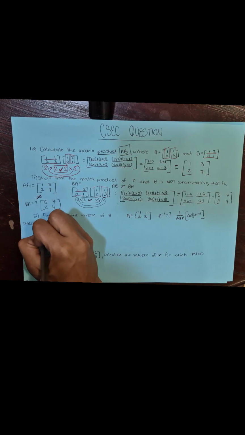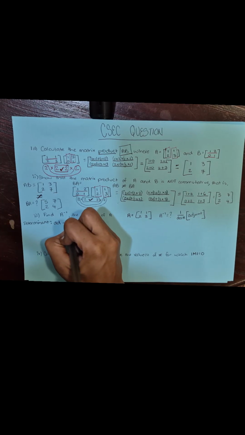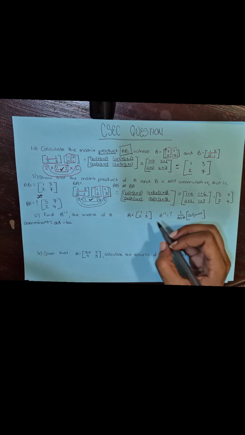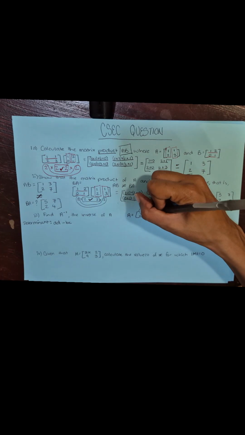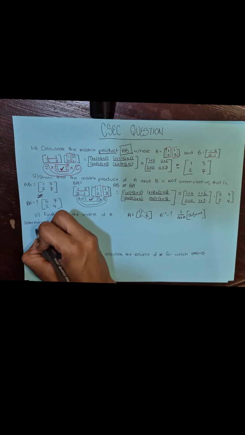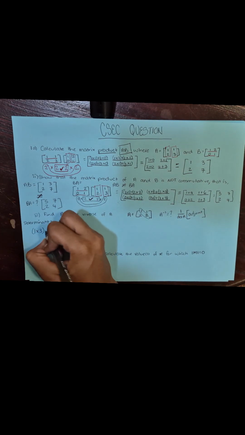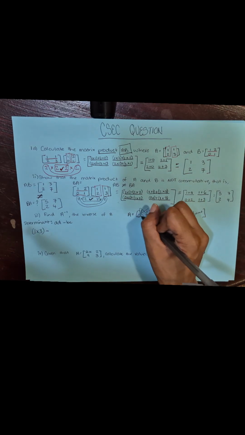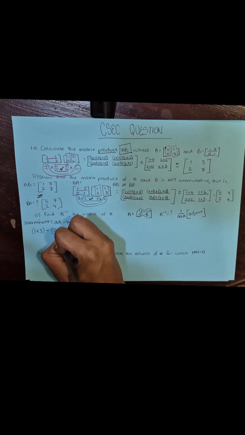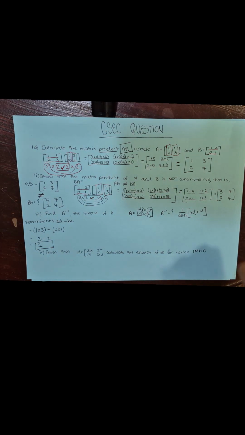So determinant, what's the formula for determinant? AD minus BC. That is the leading diagonal. So 1 times 3 minus the other diagonal, which is 2 times 1. So the determinant is 3 minus 2, which is 1. So we found the first part of the inverse.